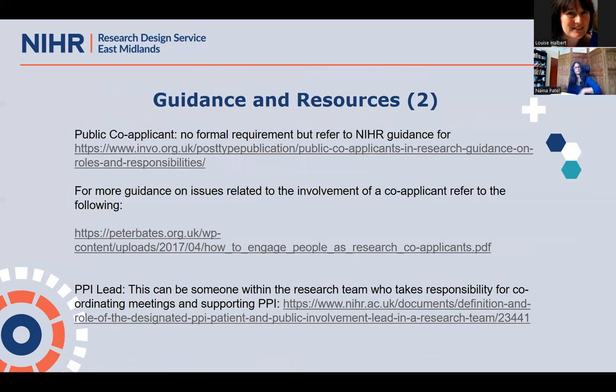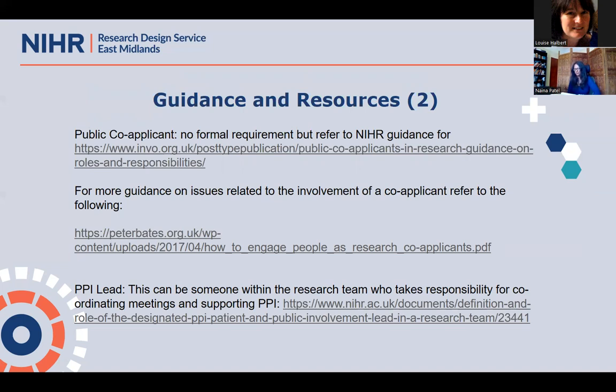Next slide, please. So, public co-applicants are not a formal requirement for the NIHR funded projects, but should you have a public co-applicant, it's useful to have clarity about their role and their responsibilities from the outset. And Cecily will talk more about this later on in the webinar.